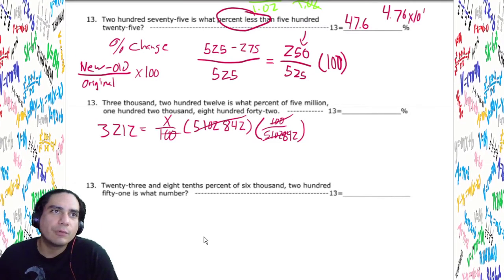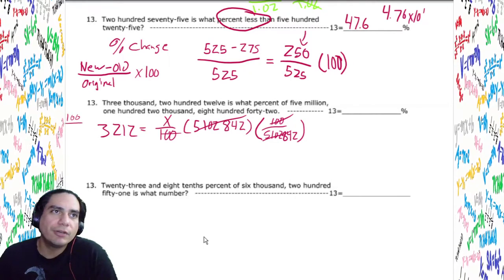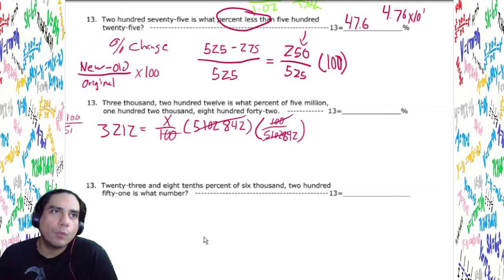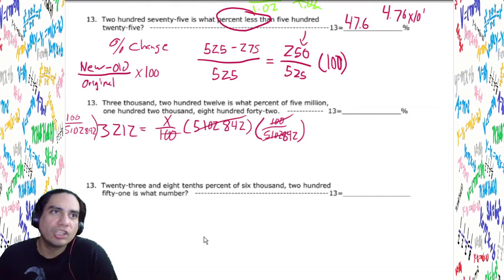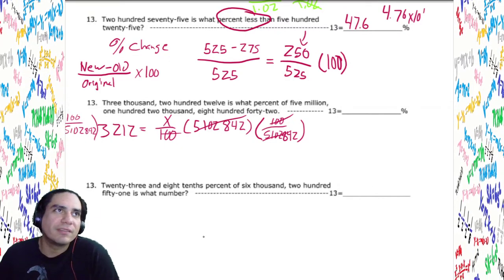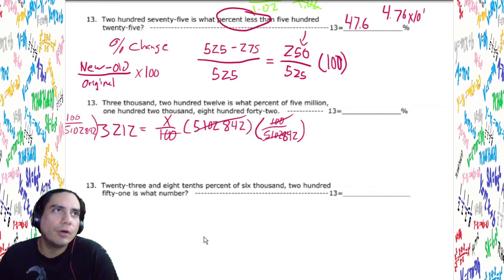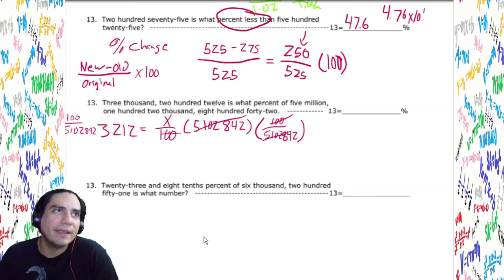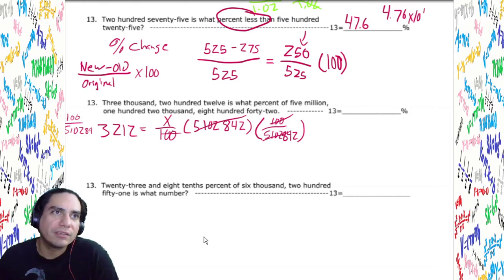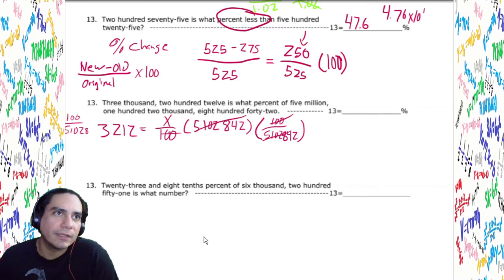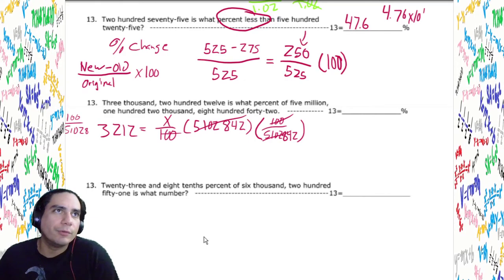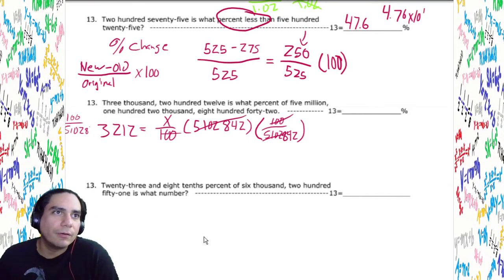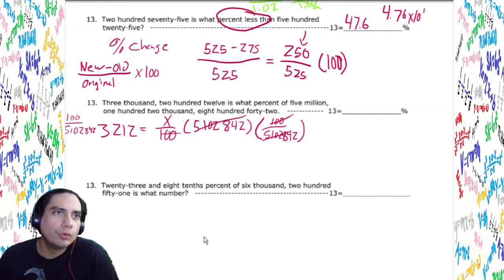So on this side, we're going to go ahead and multiply this by 100 divided by 5,102,842. Okay, that's supposed to be a 4, my friends. That's supposed to be a 4. Let's see. Hopefully, I won't destroy this by choosing an eraser that's too big here. Aw, man, it destroyed the whole 4. Okay, well, I'll go ahead and rewrite it anyways. All right, so let's put that 4, that 2, and there you go.